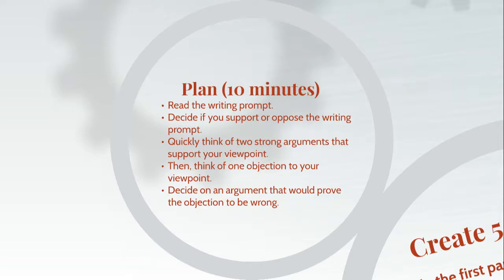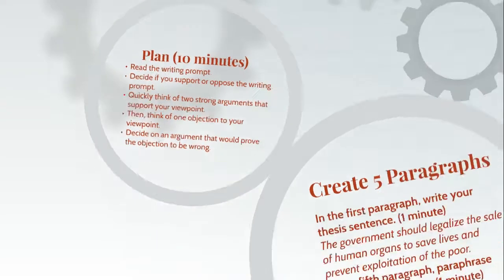You need to think of 2 strong reasons, 2 strong arguments that support your viewpoint. Then think of 1 objection your critics might have, why they would say that you're wrong. Then decide what is the reason that objection is wrong. Once you have done this, you're ready to start writing.